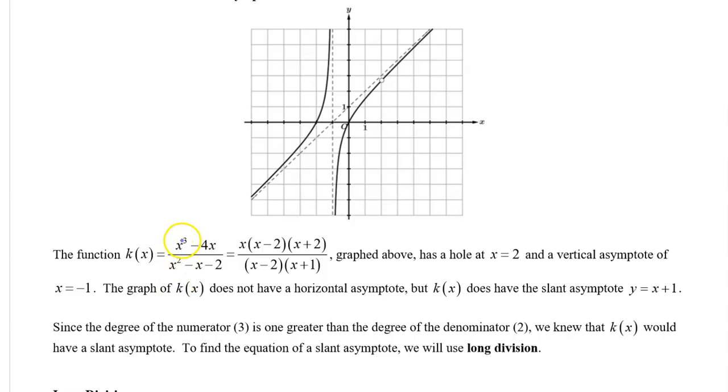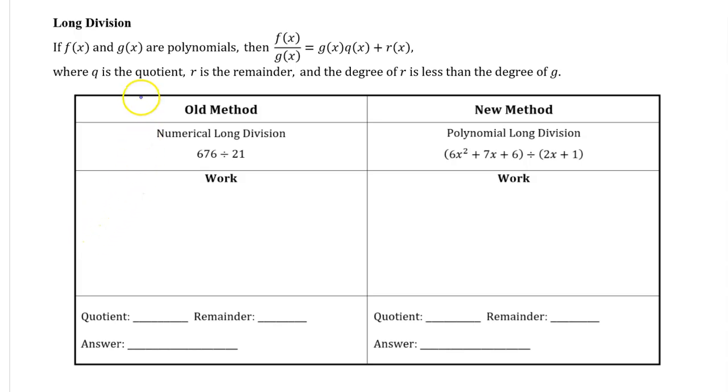When the degree of the numerator is greater than the degree of the denominator, there is no horizontal asymptote, as you can see. But because the degree of the numerator is exactly 1 more than the denominator, we have a slant asymptote. Now the slant asymptote turns out to be y equals x plus 1. But how do we find that? To find the slant asymptote, we use a process called long division.